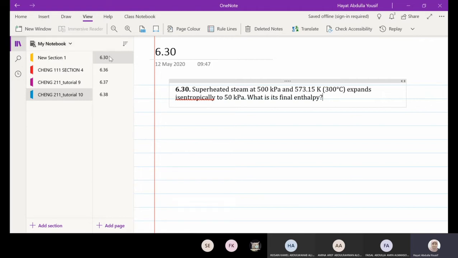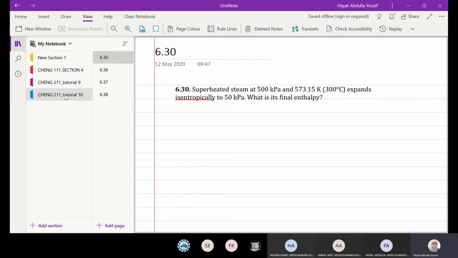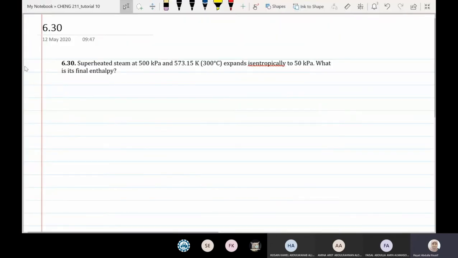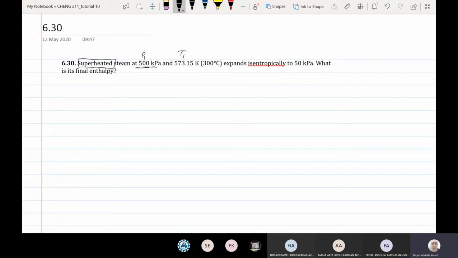So we have to start with 630. As you can see here, tutorial 10. I have tutorial 10, 630, and I will start with the first problem. So let's see what we have. Here we have superheated steam, and that superheated steam is at 500 kilopascal at the inlet. First of all, the state has been defined as superheated. The pressure was given as 500 kilopascal, and the temperature also was given as 300 degrees C.